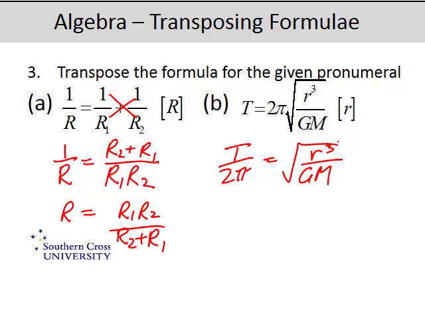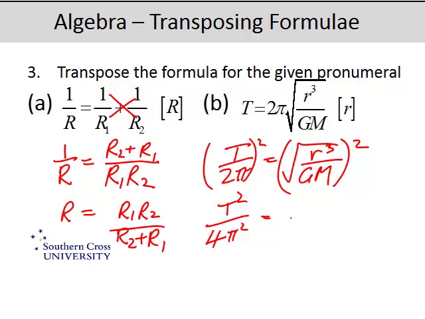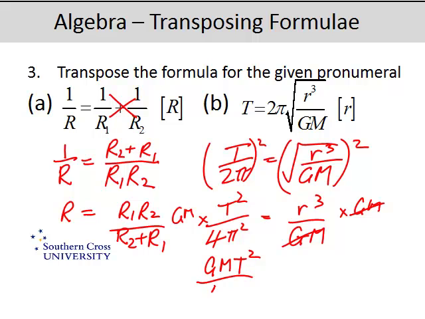So now we think, what's the opposite of square root? It's squaring, so we'll square both sides. So T squared on 2 squared is 4, pi squared is equal to R cubed over GM. Now, R cubed has been divided by GM. I'm going to multiply both sides by GM. So GM T squared on 4 pi squared is equal to R cubed.